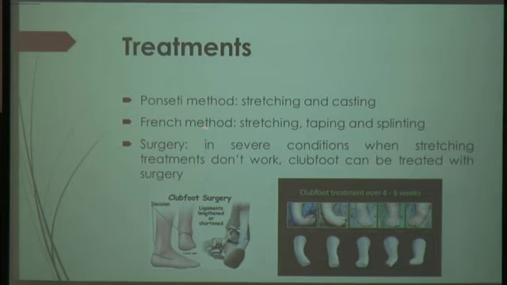The Ponseti method involves stretching the clubfoot leg and doing some casting gradually to correct it. And the French method is stretching, taping, and splinting. So basically, the principle is to gradually fix the foot into normal position, each time by rotating it a little angle. As you can see to the right here, different casts are used to try to correct this clubfoot, from the clubfoot to the normal foot.